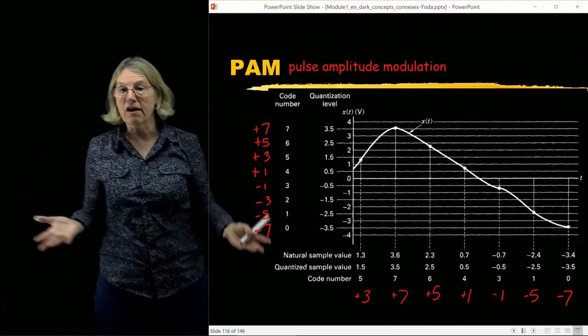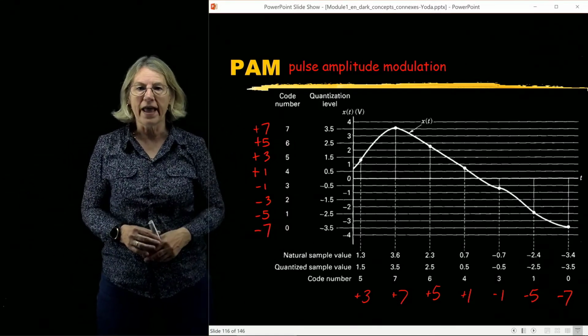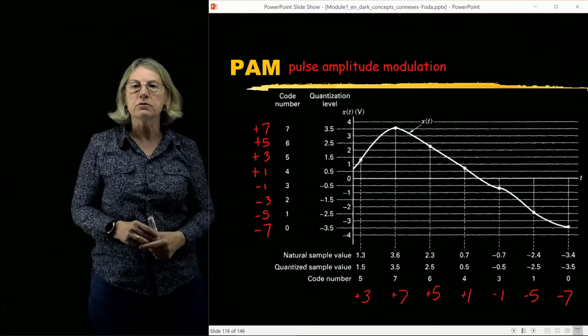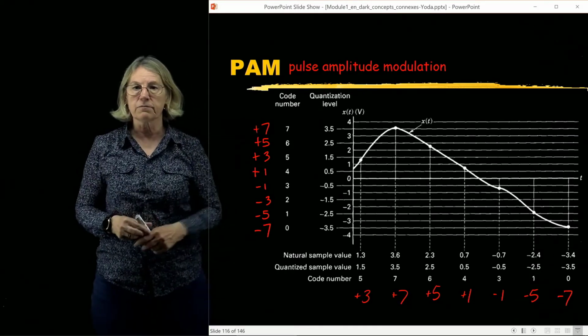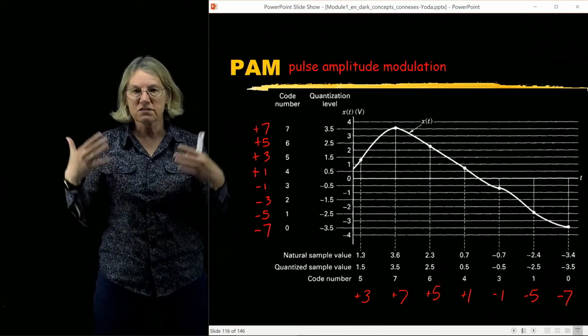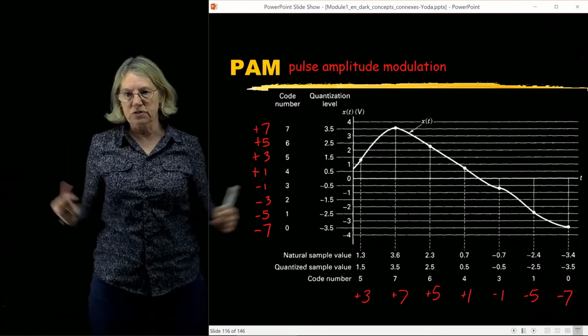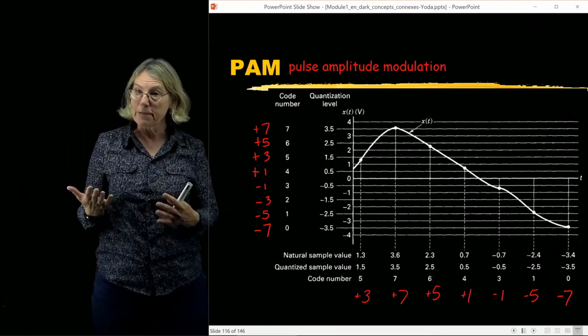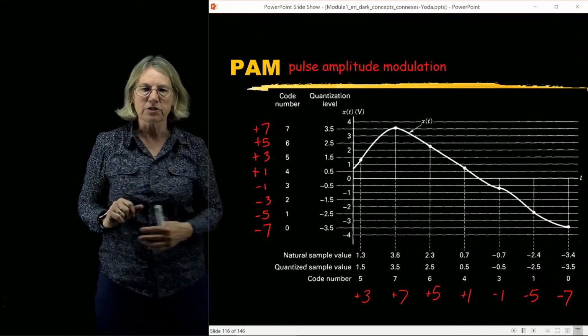And in this case, there are 8 levels, and so I have 8 different amplitudes, each equally spaced from the nearest neighbors. So this has desirable attributes, which we'll learn more about. This is very common, and we give this a name. This is pulse amplitude modulation.